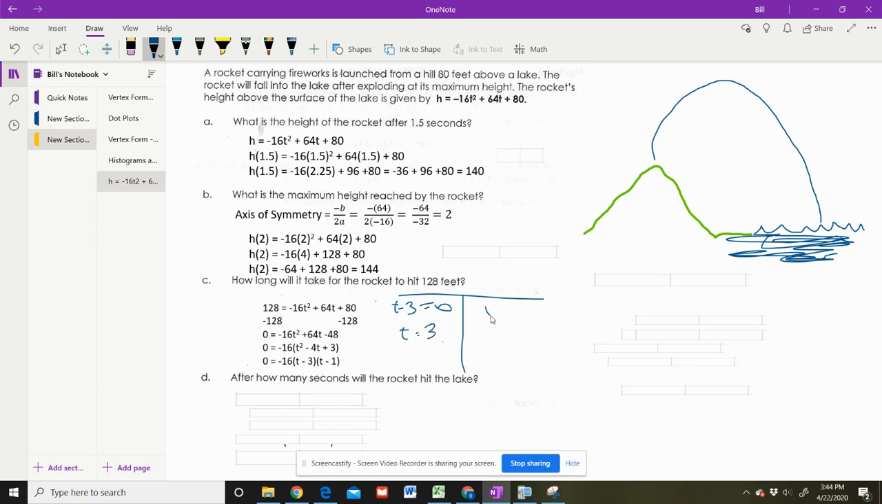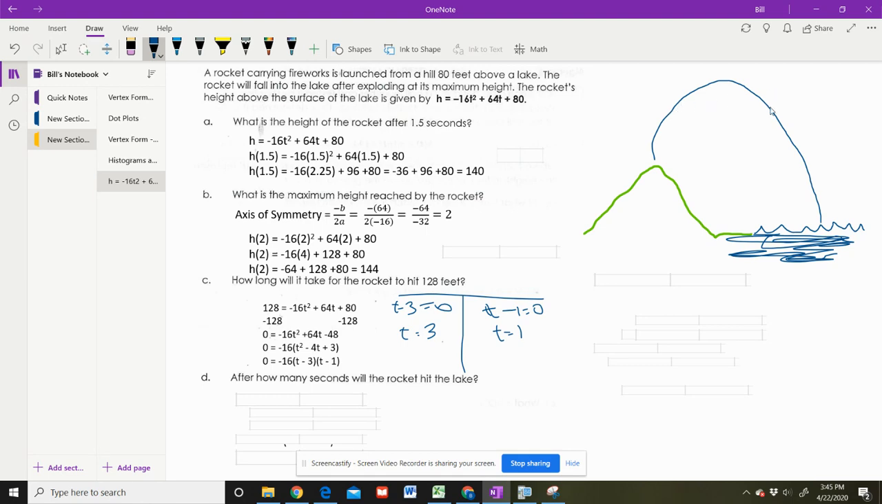And then t minus 1 equal to 0, and t equal to 1. So at 1 second and 3 seconds, it'll be at 128 feet. At 1 second, the rocket is still going up. It hasn't hit the vertex yet.